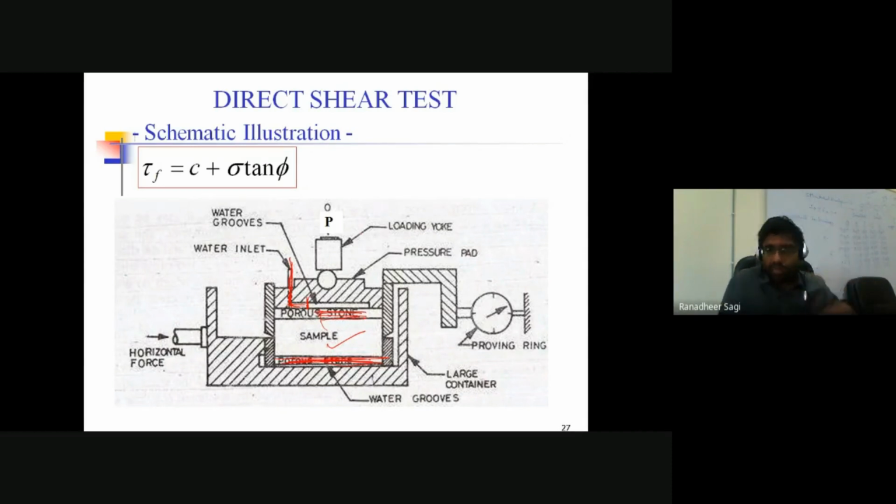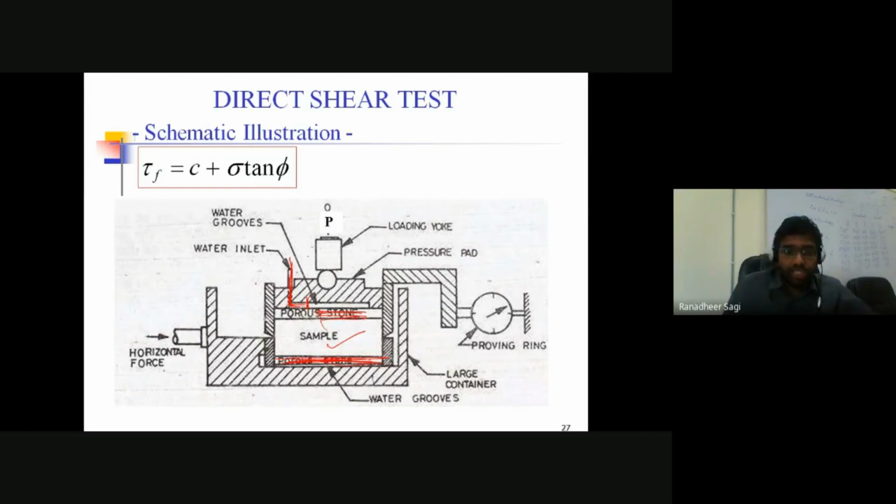So if the water is trying to get drained out of the soil, you should have a provision for proper drainage to happen through your soil sample. Okay, so when does the drainage take place? When you are applying some stresses on the soil. Now how do we apply the stresses on the soil sample?